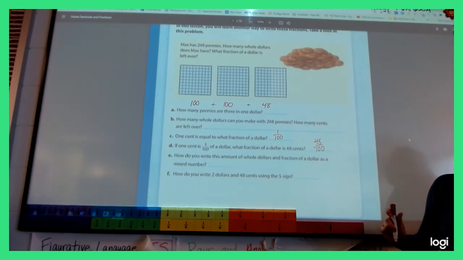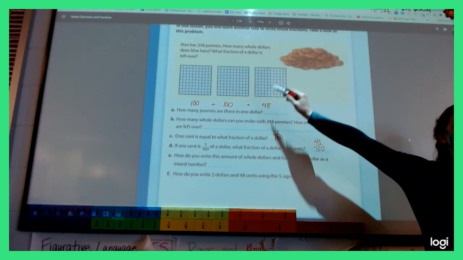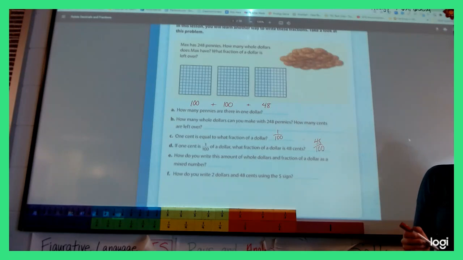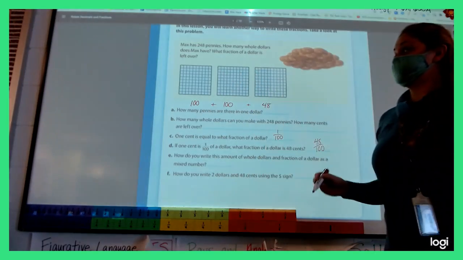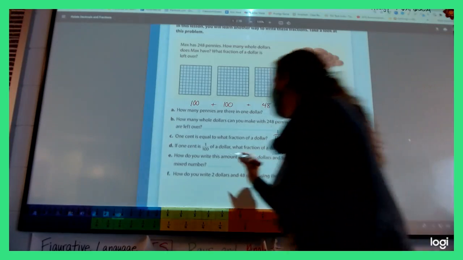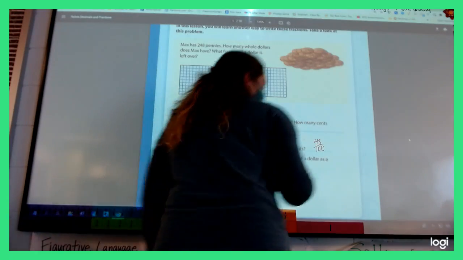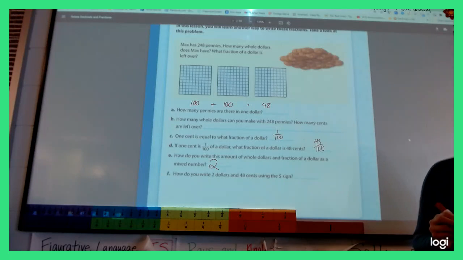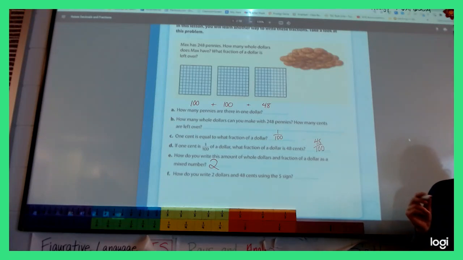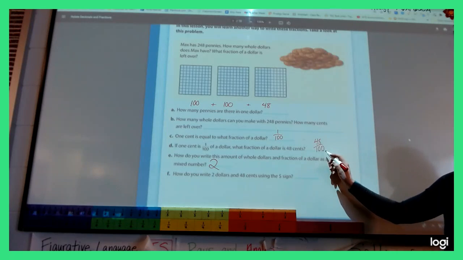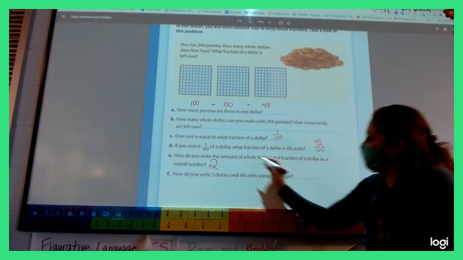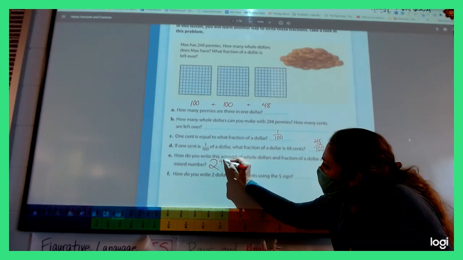So first, how many whole things did we have up here? How many whole dollars? Abby? We had 2 whole dollars, right? There were 2 full grids all the way colored in. That's our whole number. So we need a big 2 for our whole number. But they want us to write a mixed number. So what fraction of a dollar do I have left over? Hayden? 48 hundredths. So that's our mixed number. 2 and 48 hundredths.